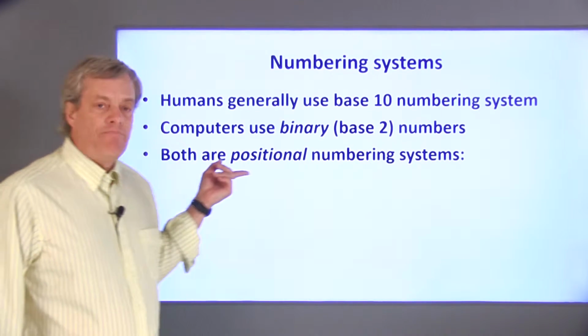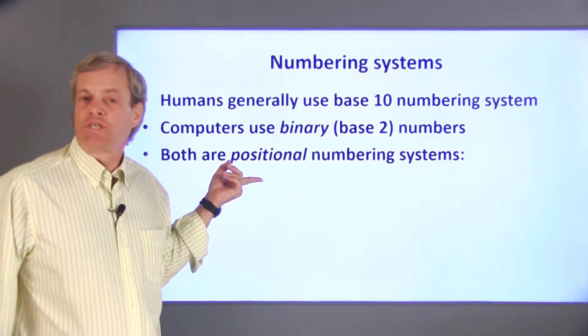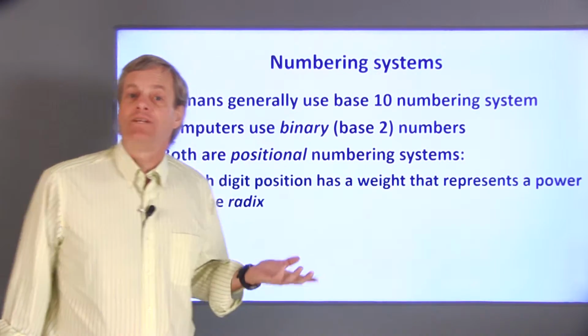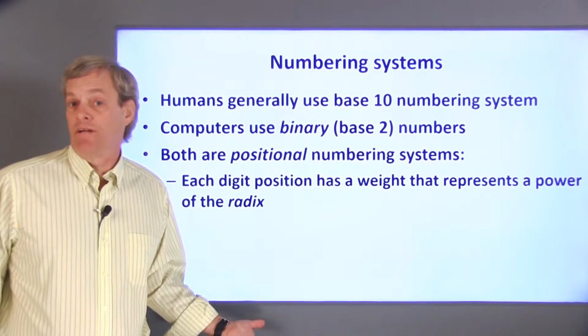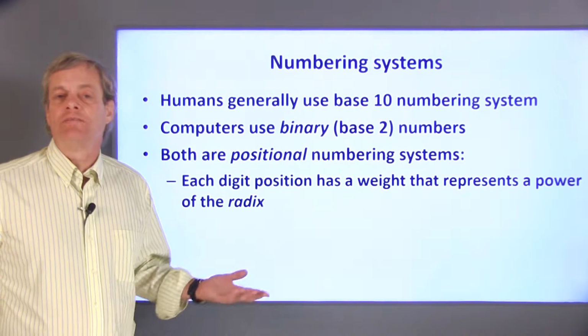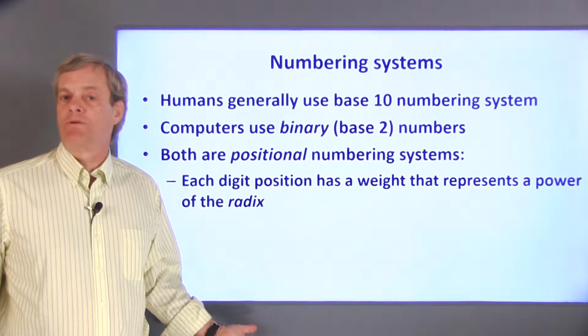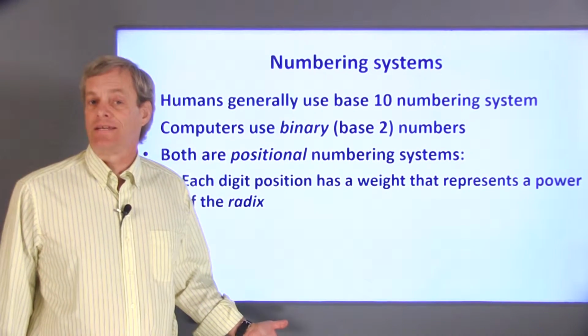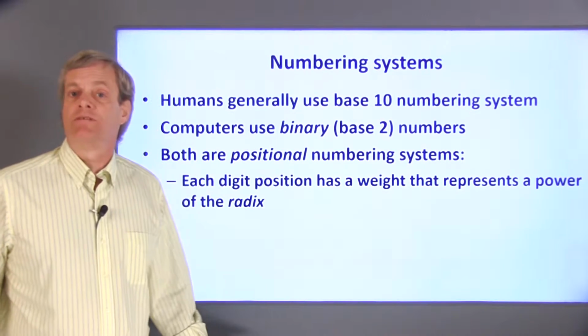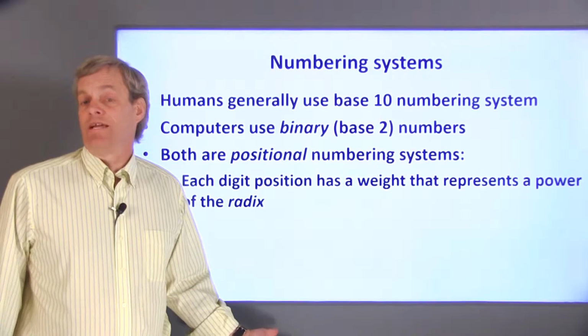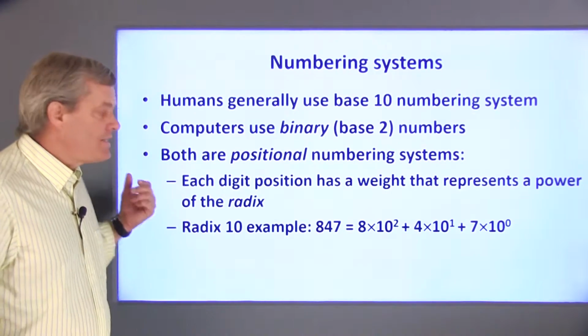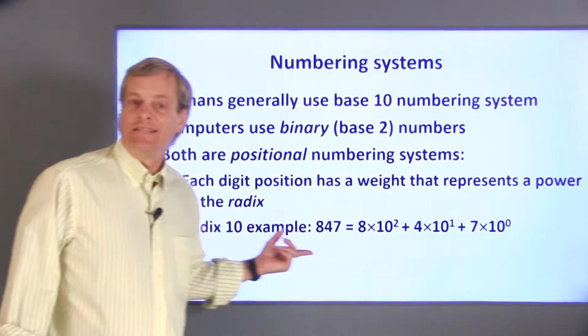Both binary and base 10 systems are positional numbering systems. That just means that the position of each digit in the number provides information about the number. More specifically, the position provides a weight that represents the power of what's called the radix. The radix of a numbering system is the same as the base. So the base 10 numbering system's radix is 10. Radix 10 numbers are interpreted as in this example.